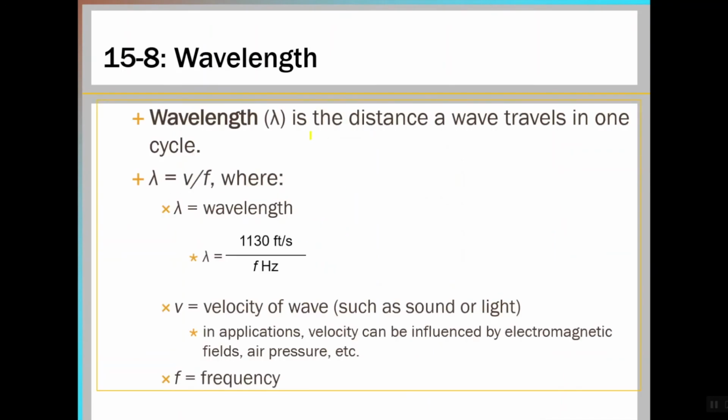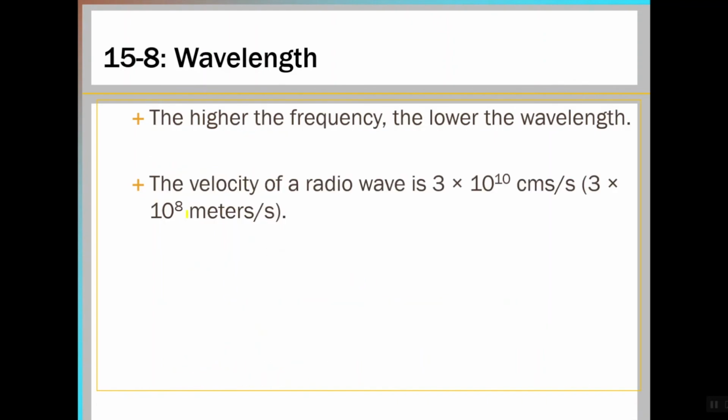Wavelength is the distance the wave travels in a cycle. So it's the velocity of the wave divided by the frequency. If it's light or sound, and so on. If you ever go for your ham radio operator's license, this is the kind of stuff that you have to worry about and learn.